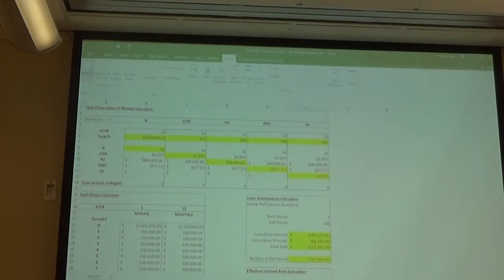What I don't want are a bunch of emails and a bunch of phone calls and a bunch of visits. I would rather get the questions out now. Yes? Why the -1 on that last formula?